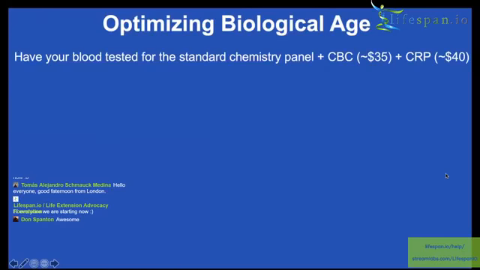So optimizing biological age. How do you do it? You just go to your doctor and get the standard chemistry panel, which is commonly performed at the yearly physical, plus the CBC, the standard blood count, which includes white blood cells, red blood cells, hemoglobin, and their differentials. Then you would have to ask for C-reactive protein. The combination of those two costs $75 to $80, at least in the US. It may be different in other countries. It's relatively cheap compared to other measures of biological age, including the epigenetic clock.